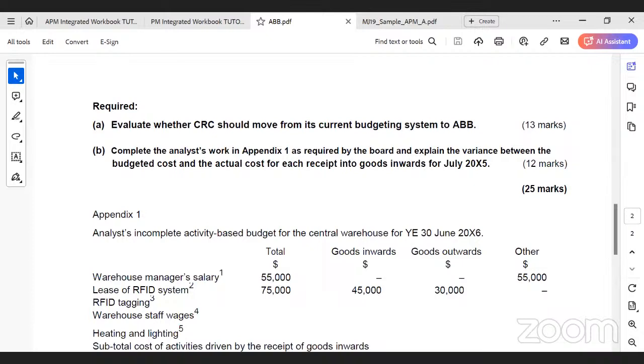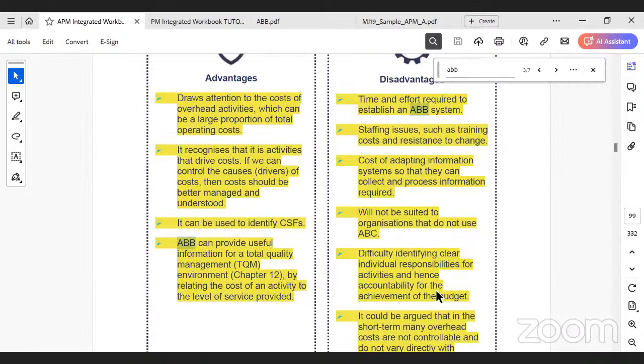For revision, yeah. Incremental budgeting is something that we have already discussed, right? Now, here you go.